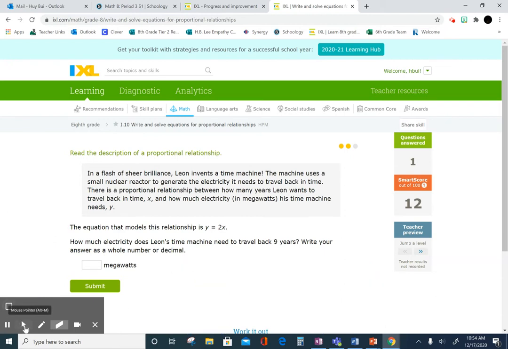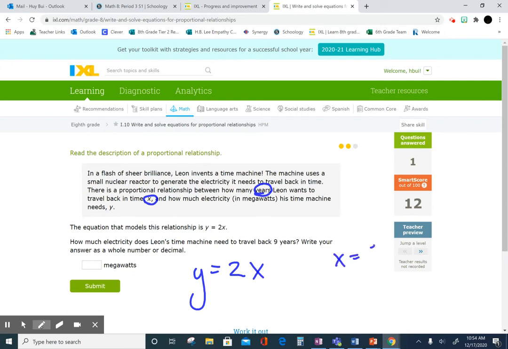Let's go to the second part of this problem, which now says, this model is y equals 2x. Yeah, that's what we wrote. So now the second part of this problem: how much electricity would Leon's time machine need to travel back 9 years? And we know that years is our x, okay? So our equation, again, was y equals 2x. And we got 9 years. So x, which is our years, because I circled that in the story, equals 9. So we're going to substitute 9 into the equation.